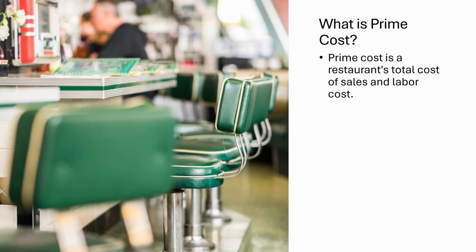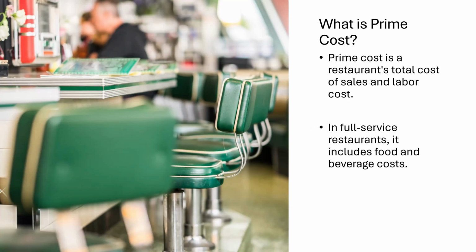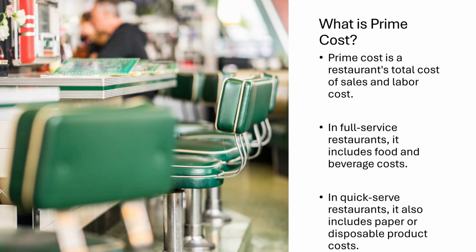So again, going back to prime costs, restaurants' total cost of sales, which again is food and beverage costs, and then of course adding in the labor costs. In full service restaurants, it includes food and beverage costs, and in quick serve restaurants, a little bit different, it includes the paper and disposable product costs. A little bit different there because they have a different structure and operating system with the way they serve their food.